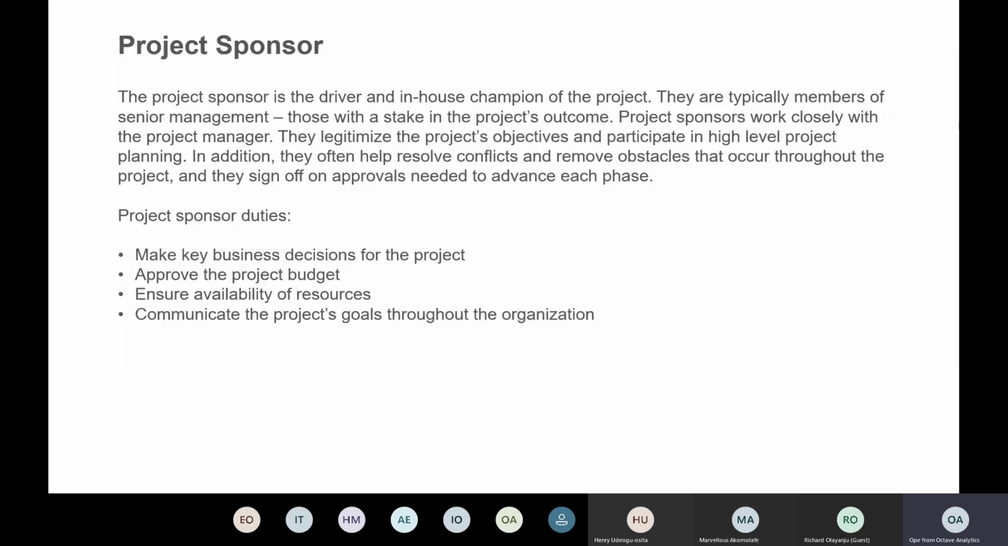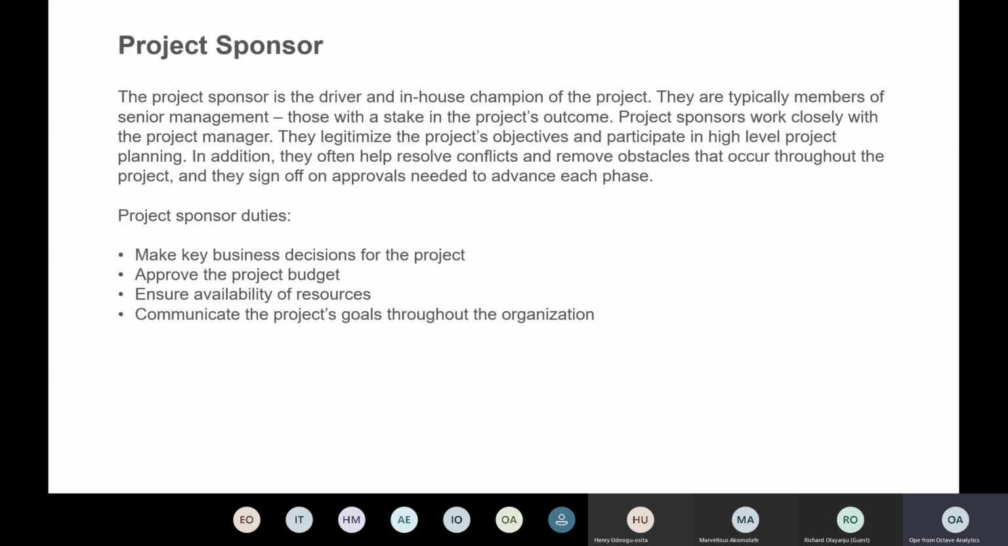And like I mentioned, they sign off on approvals that need to advance each phase of projects. So those kinds of approvals can be your financial approvals. It can even be approvals on kickoff time of a project, and project schedule times and stuff like that. So they are very important stakeholders that you must make, how would I put it, make visible. You must be visible to them.